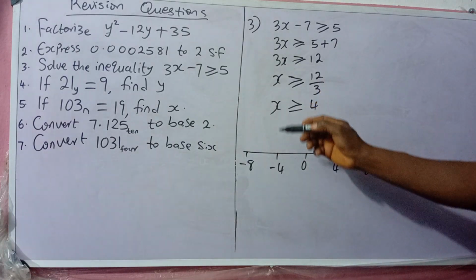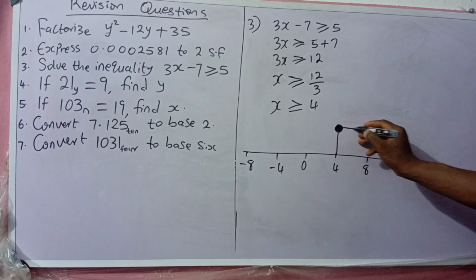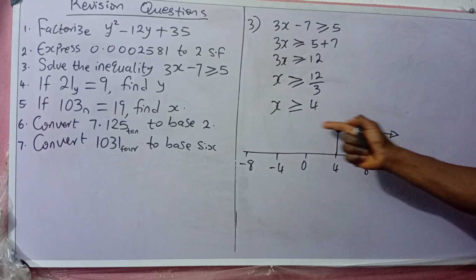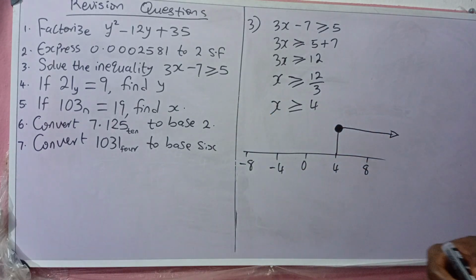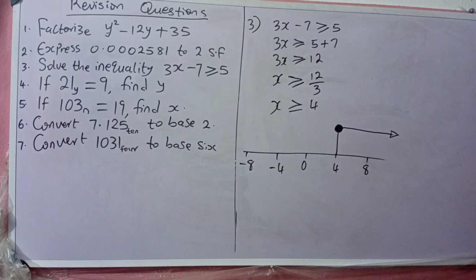So now we have a greater than or equal to. When it reads greater than, your arrow will be pointing towards the right hand side. But if it is less than, the arrow will be pointing towards the left hand side. So that is the result of number 3 question. Let's move to number 4.